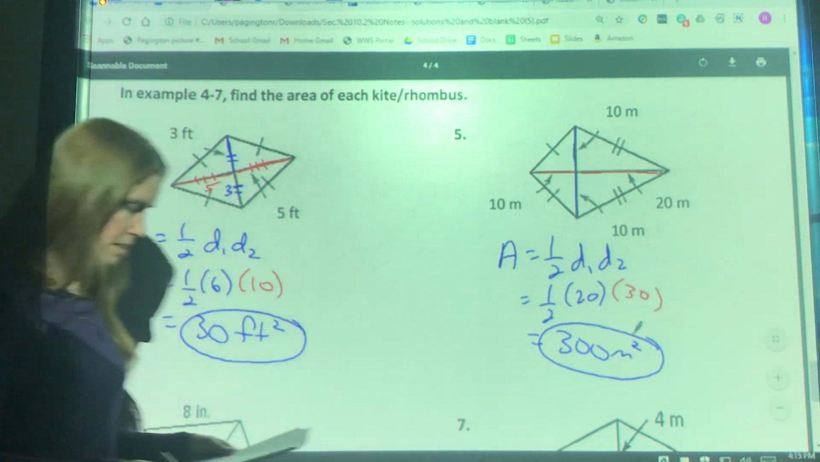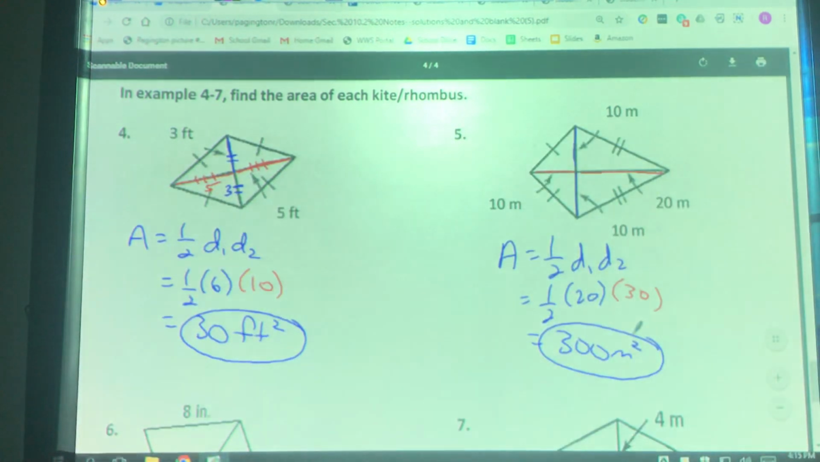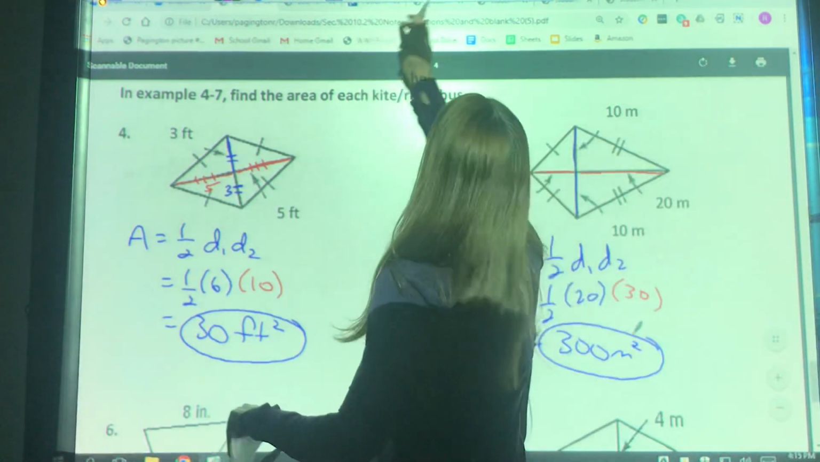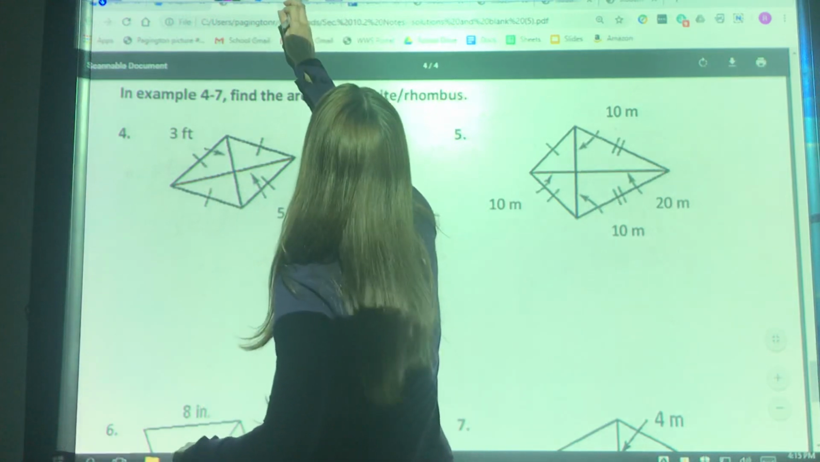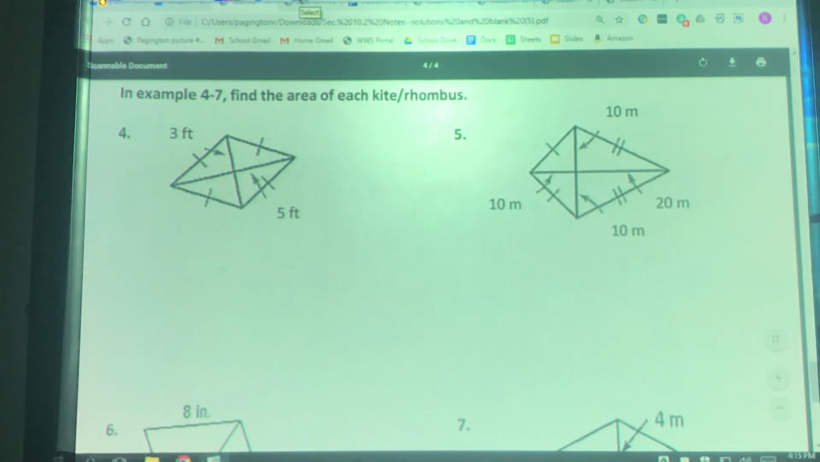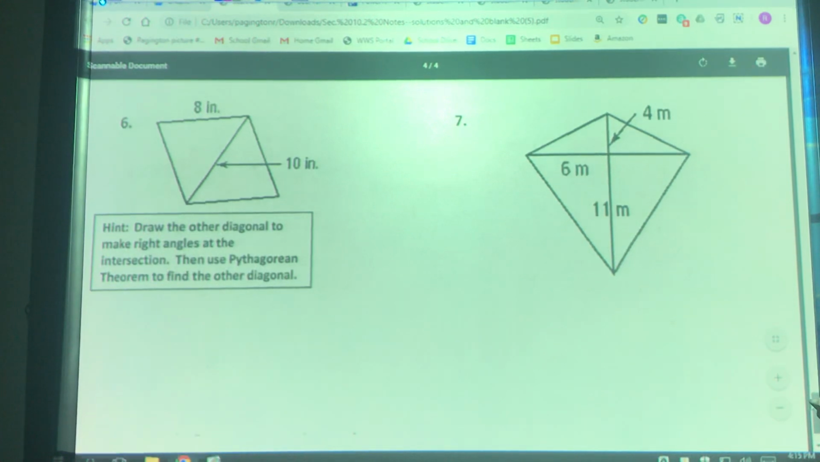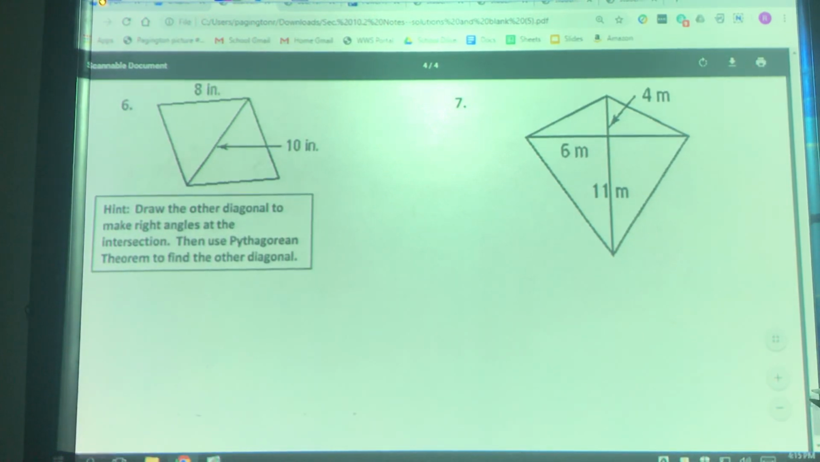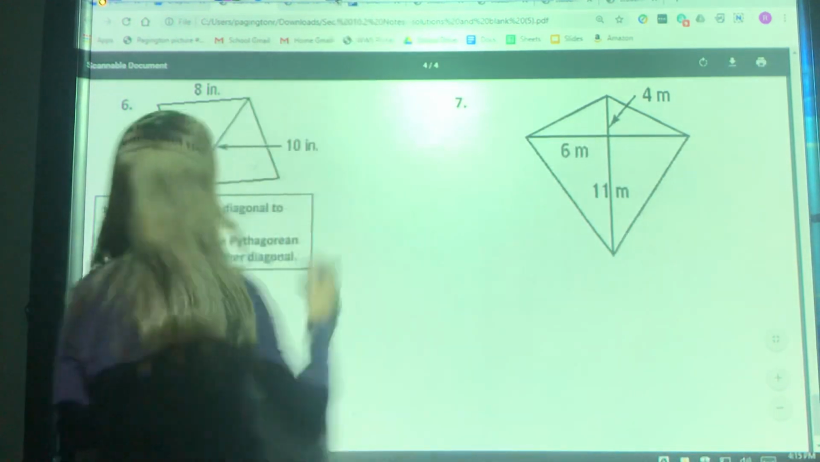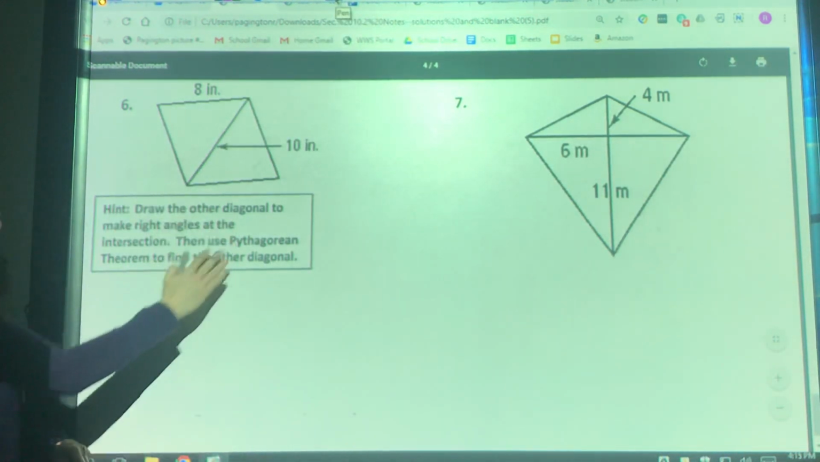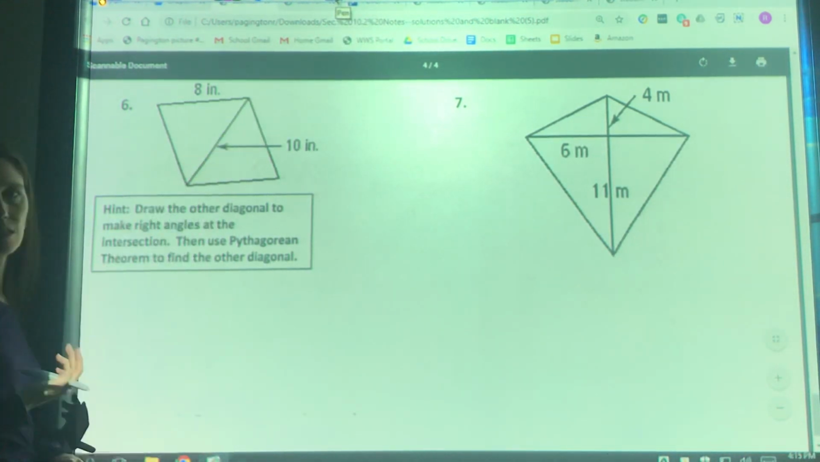Okay? And then the last couple on number 6 and 7. So on number 6 and 7, we got a rhombus and a kite again. And in this case, they've given me a little extra information. They're showing me this whole diagonal is 10.